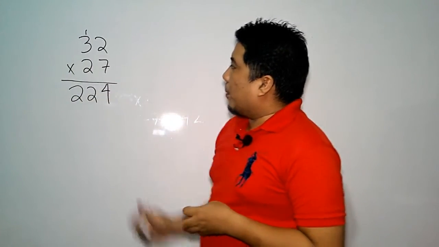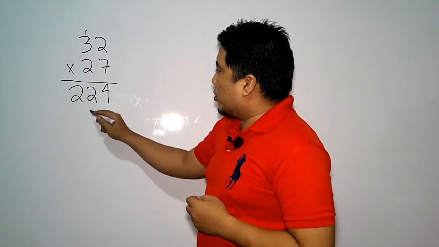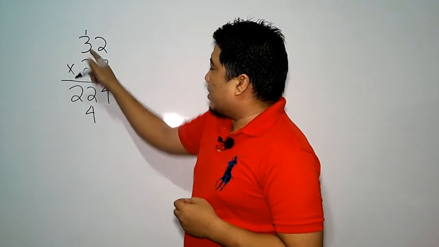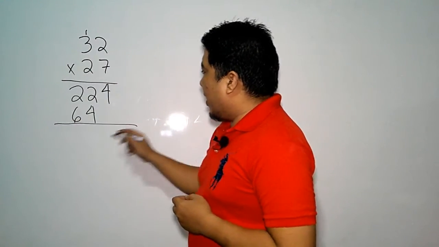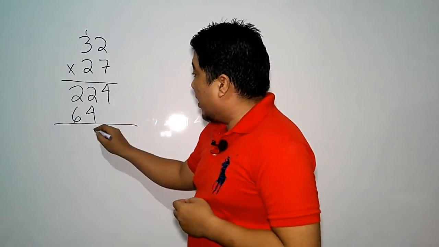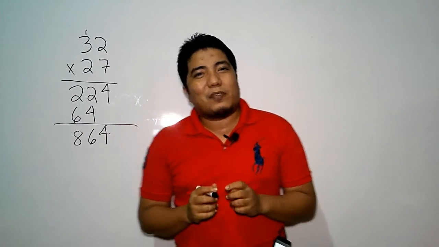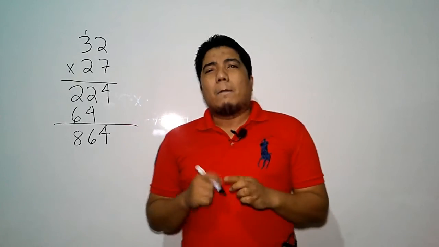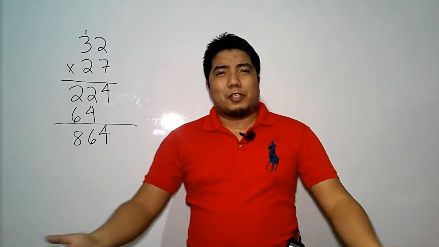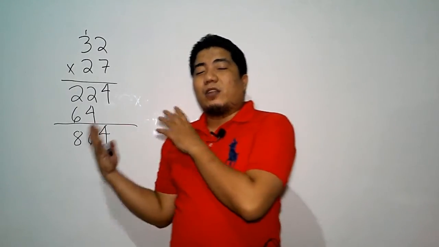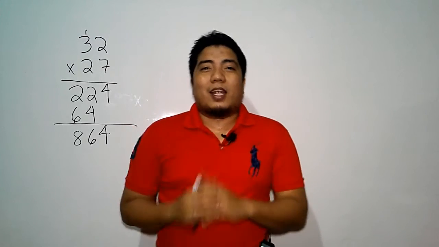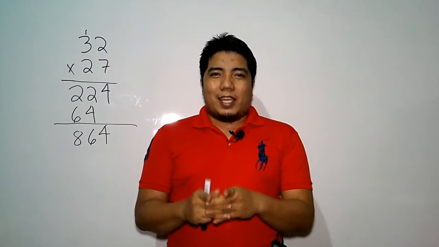Then, we will multiply the second digit. 2 times 2, that is 4. And we have 2 times 3, that is 6, giving us a final answer of 864. That's easy, right? But what if we have bigger numbers? It would take us a lot of time. Now, what are the other things in multiplying integers?